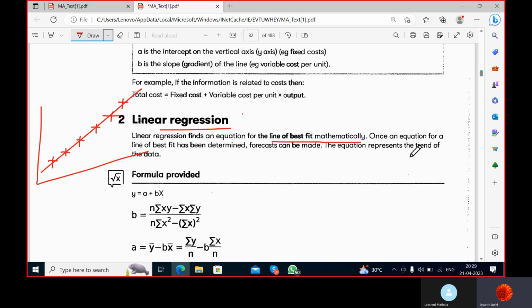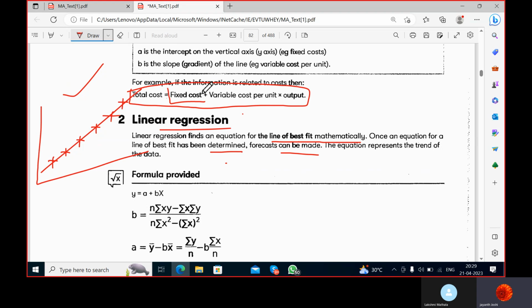Once an equation for the line of best fit has been determined, forecasts can be made. The equation represents the trend of the data. Of course, once you have an equation of this kind, you can estimate the future costs.